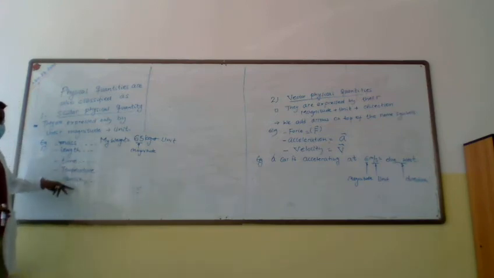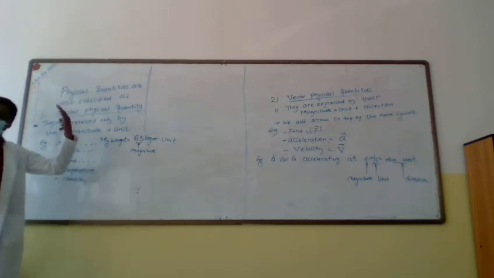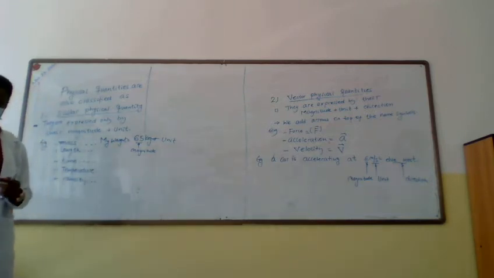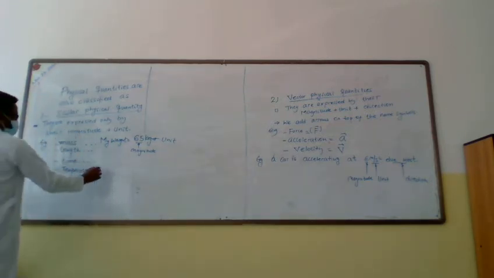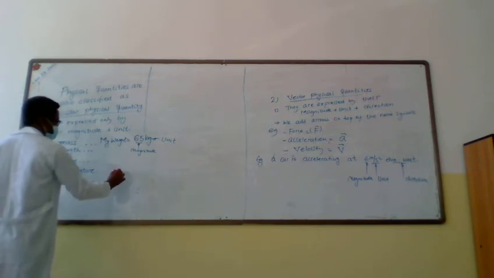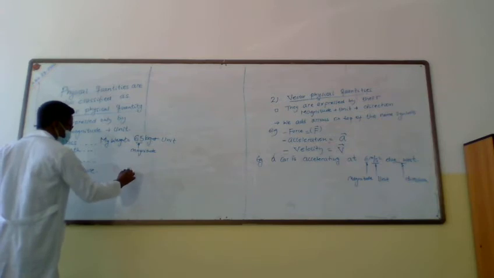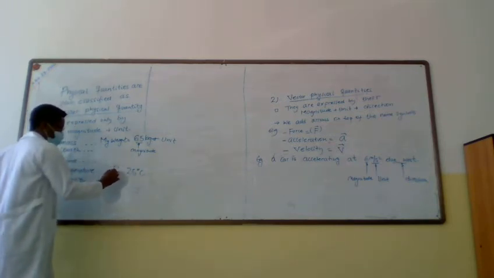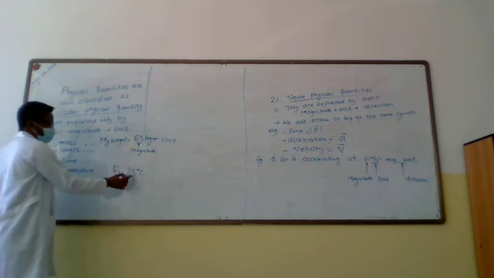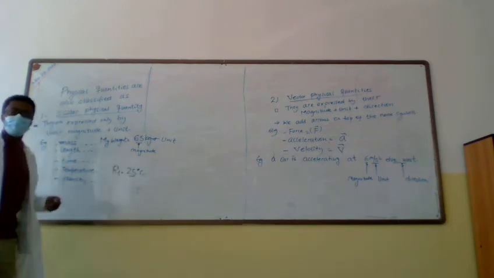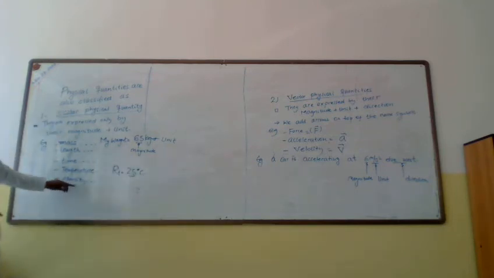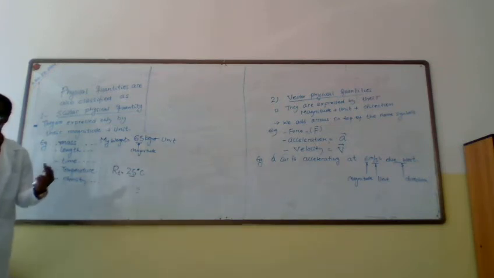So you can give examples for time, temperature, and density. Temperature, you can express this room temperature to be like 25 degrees Celsius, right? The temperature of this room is 25 degrees Celsius. So 25 is the magnitude, degrees Celsius is the unit of measurement. Density is actually expressed in kilogram per meter cubed.